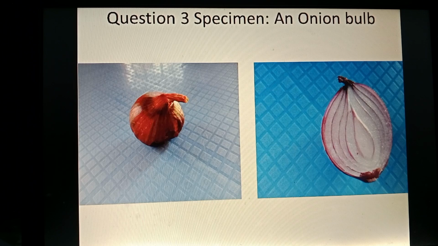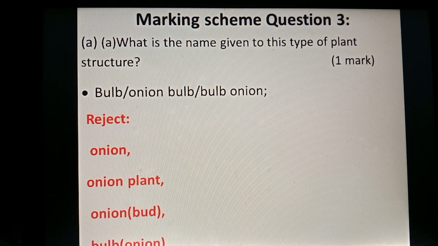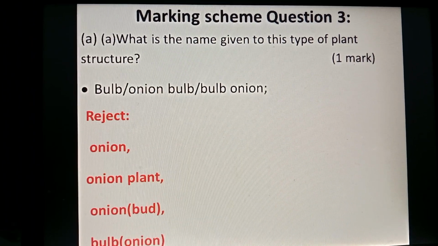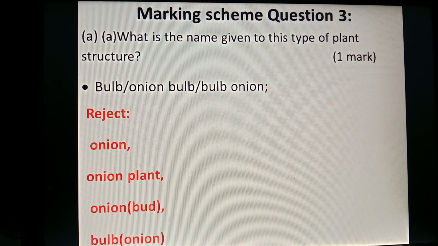Question 3, specimen, an onion bulb, and how it was cut, half of it. Marking scheme. What is the name given to this type of branch structure? It's a bulb. Or you say onion bulb. But you reject onion, all right? Onion plant, onion bud or bulb onion, you reject those ones.